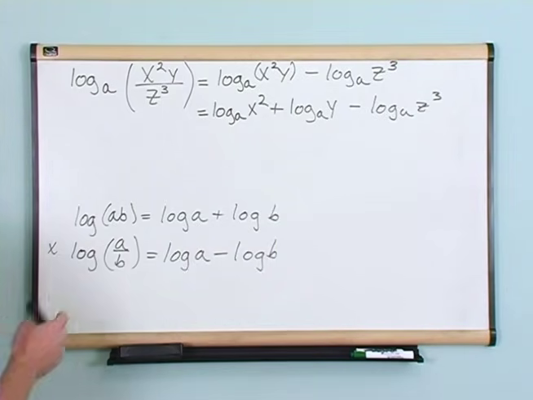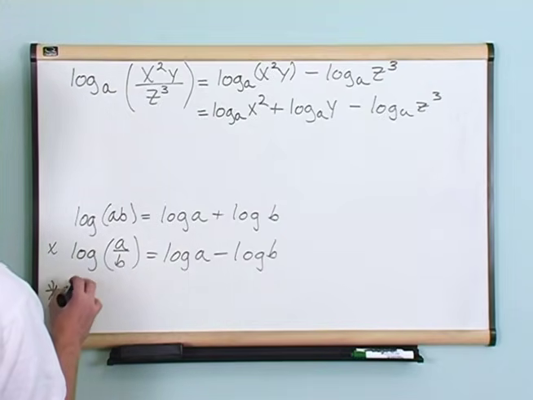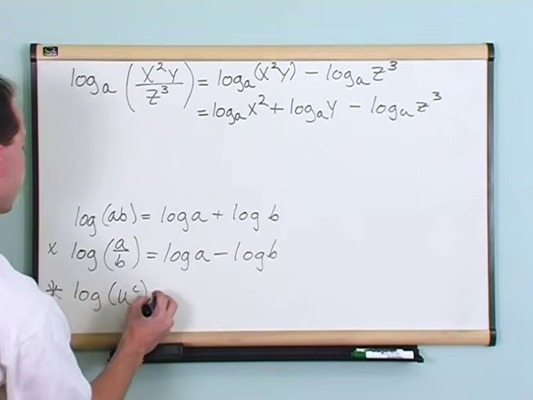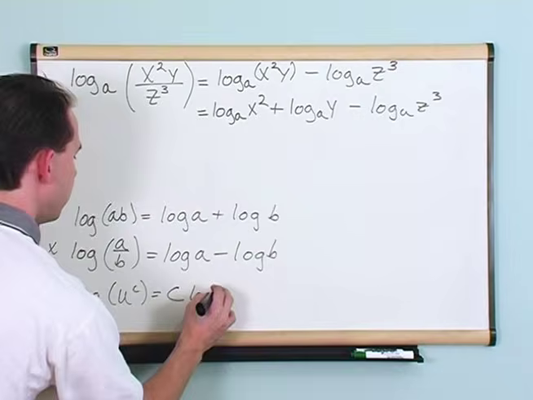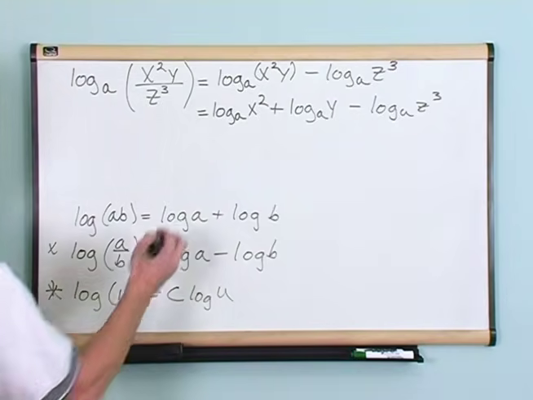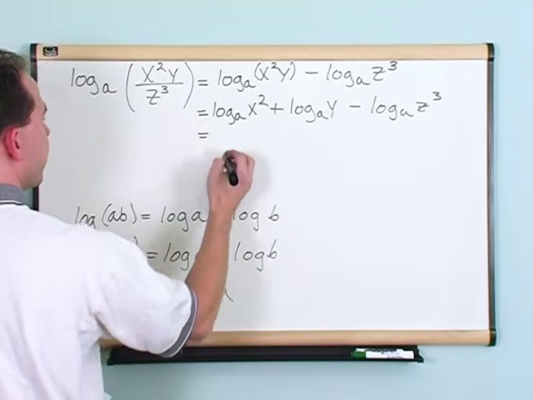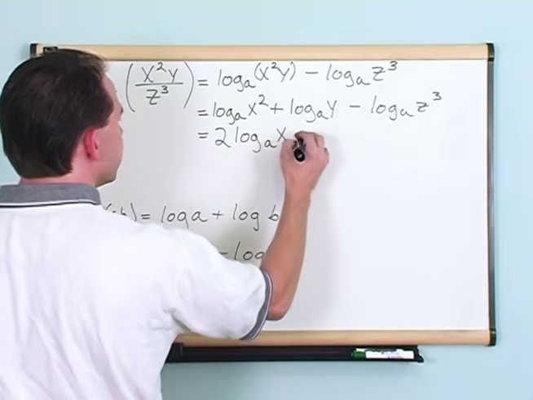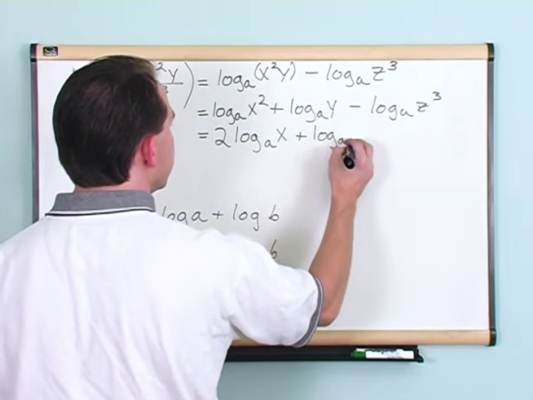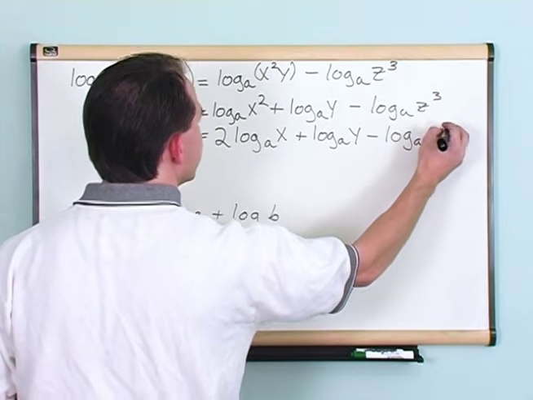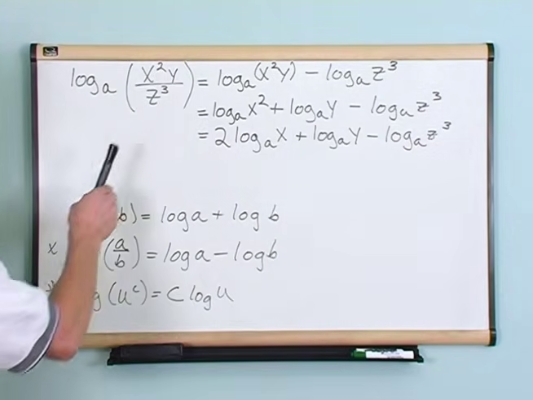Okay? The final little identity we need to use is recall if we have log of u to the c, where c is some exponent, that's just c times log of u. And we wrote those down on the previous page. You pull that exponent out, and you have log of u left over. I can do that right here. I'm going to make this 2 times the log base a of x plus log a of y minus log a of z cubed. So really it's fairly simple.